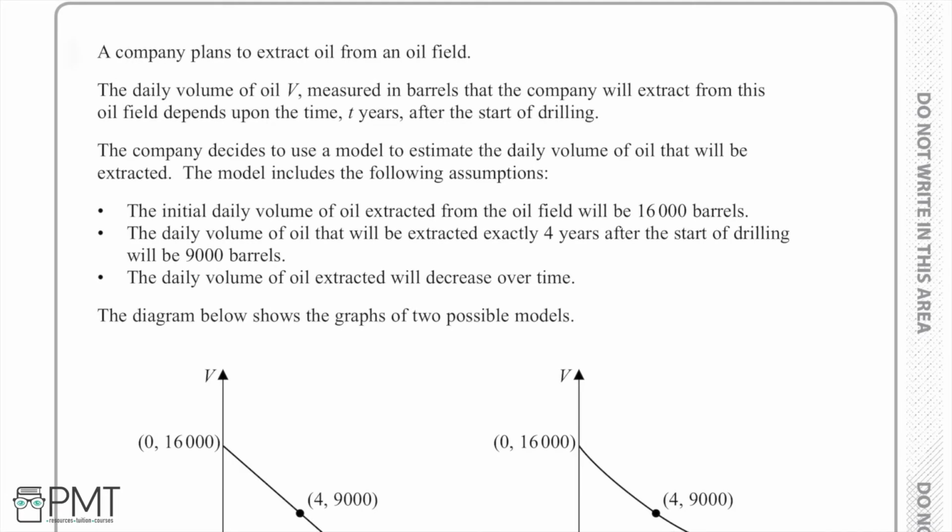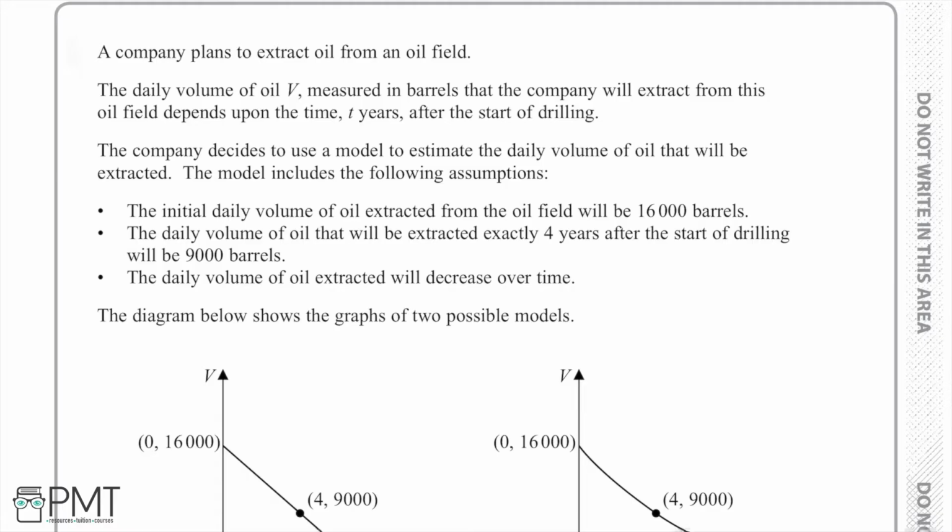So in this question, we're given quite a lot of information. So let's just take a minute to work through the information we're given, and then we'll look at the question and see what we need to do. So we're told that a company plans to extract oil from an oil field. We're told that the daily volume of oil, which is denoted by V, is measured in barrels, and the amount of oil that is extracted from the oil field depends upon the time, which is denoted by T, and it's measured in years, and it will be measured from after the start of the drilling.